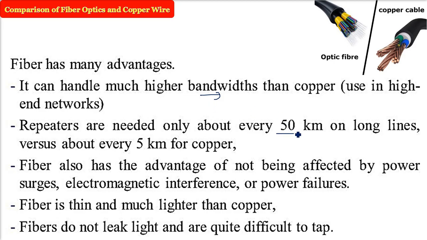Second one is repeaters are needed only about every 50 kilometer on long lines. For copper we need a repeater every 5 kilometer. A repeater is to increase the energy. If the energy is being lost, we have to increase it. Fiber also has the advantage that it is not affected by power surges or electromagnetic interference, even power failures. But copper is. Fiber is thin and much lighter than copper. And fibers do not leak light and are very difficult for an eavesdropper, etc. It is quite difficult to tap.